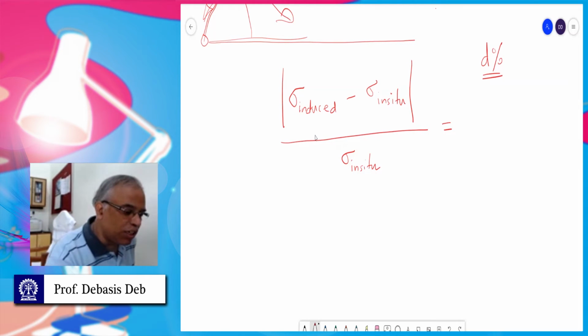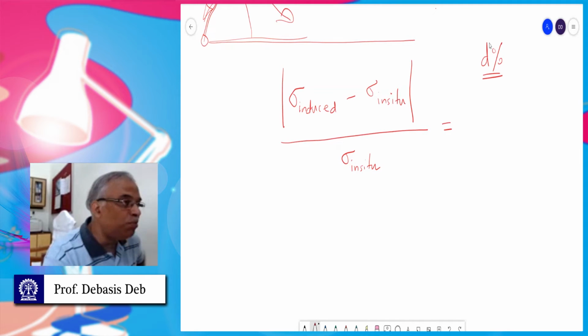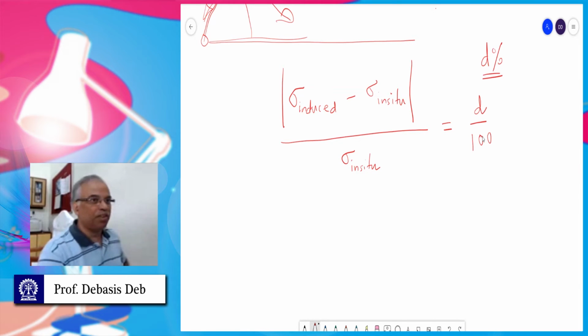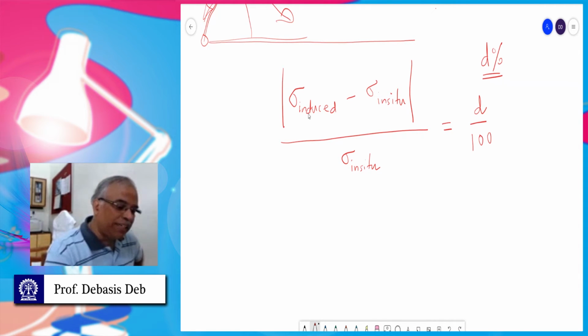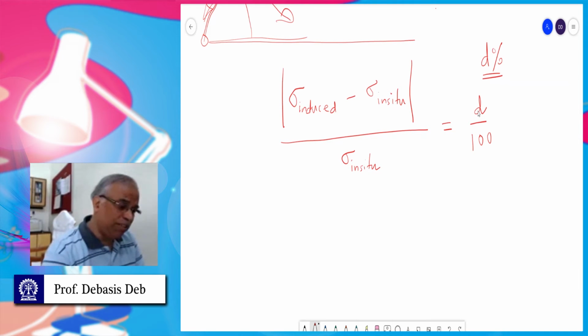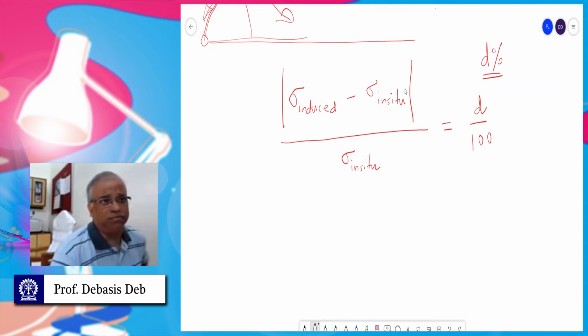So R equals to infinity, these two are exactly the same. I showed you just now. So this difference d will become 0. So I will write d by 100. So if R equals to infinity, d must be 0. But I'm saying no, I do not have to go all the way up to 0% error. I can live with 5% error. So if this induced stress comes within the 5% of the in situ stress, that is fine with me.